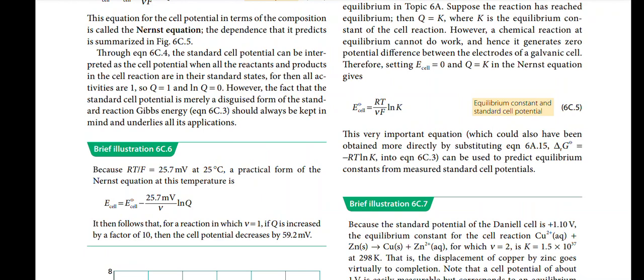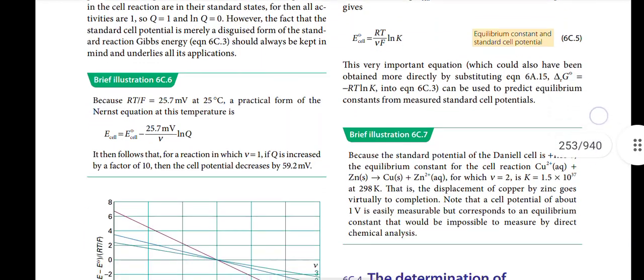This very important equation, which could also have been obtained more directly by substituting equation 6A.15, ΔG° = −RT ln K, into equation 6C.3, can be used to predict equilibrium constants from measured cell potentials.